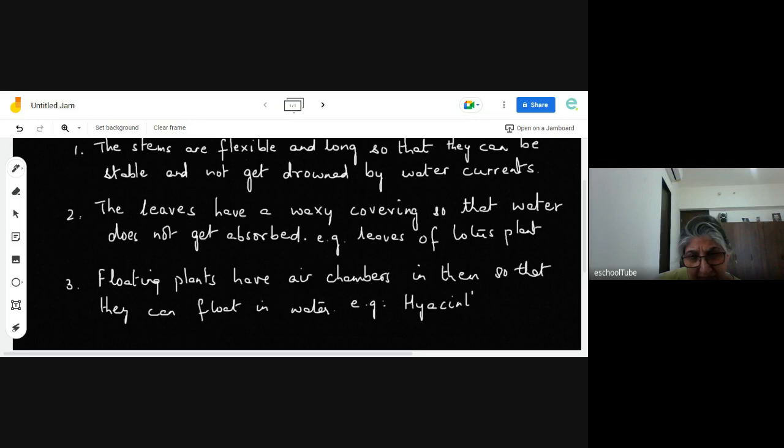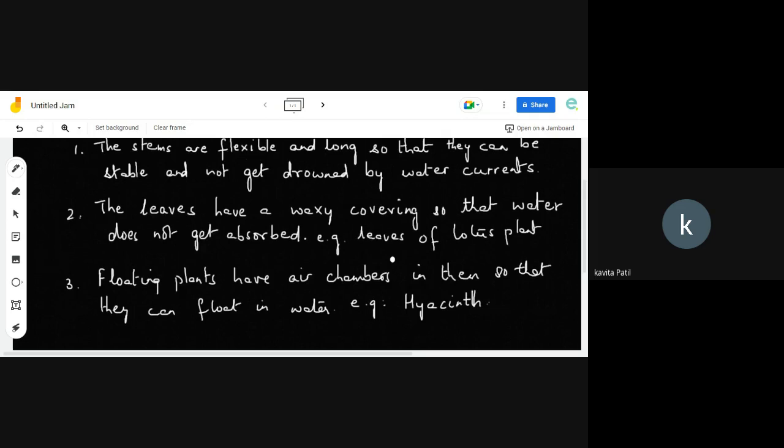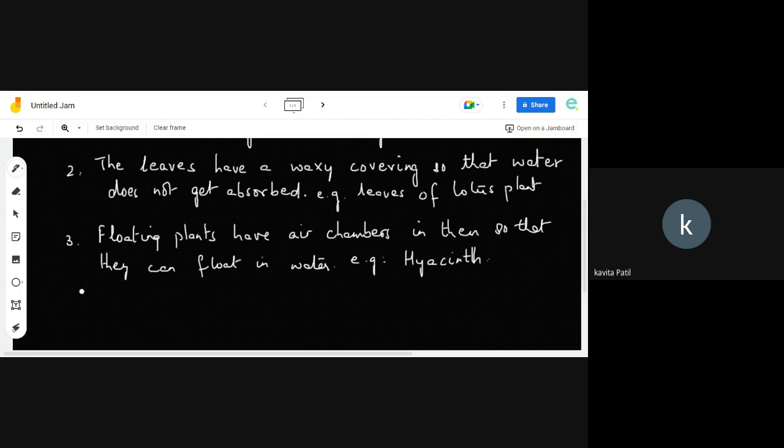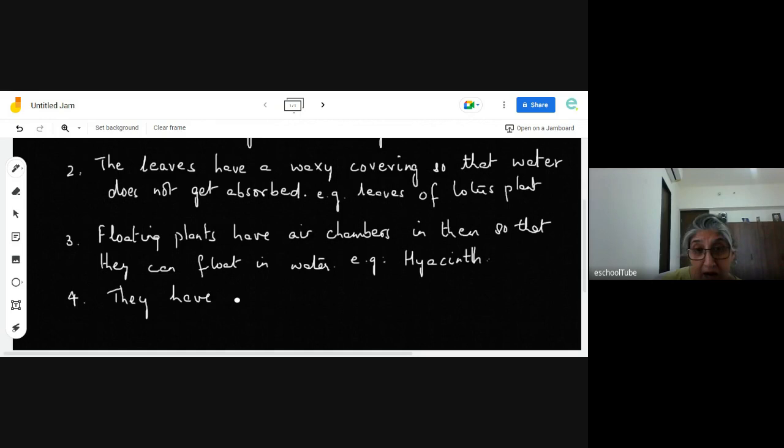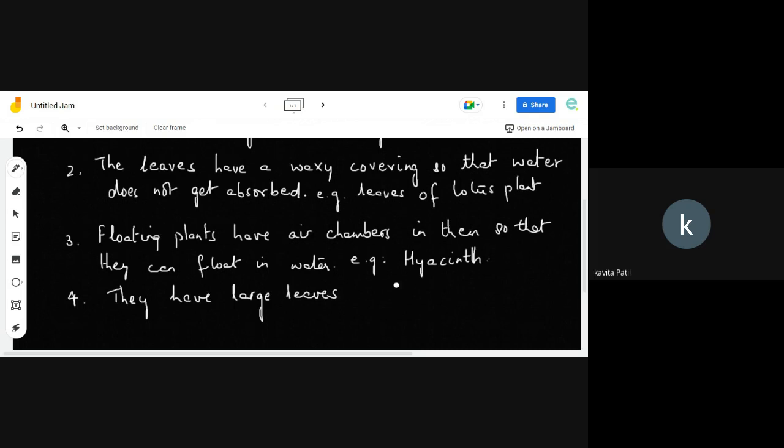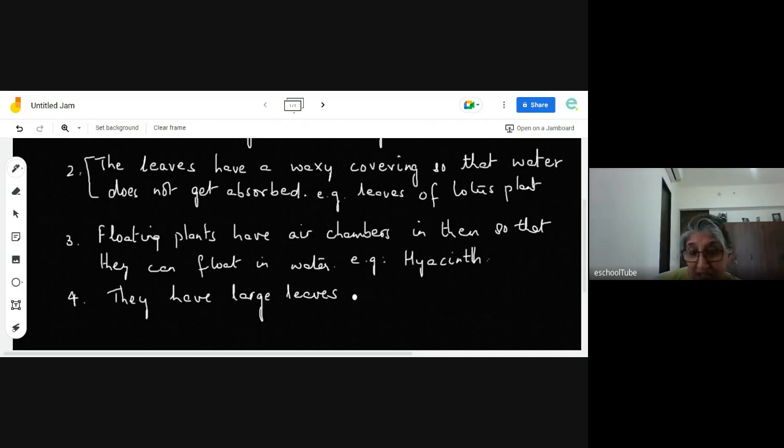Ma'am, its leaves are very big, so that it has protection. So they have large leaves. Example was lotus leaves, and water lily also. They have large leaves to help them float. For example, water lily and lotus.